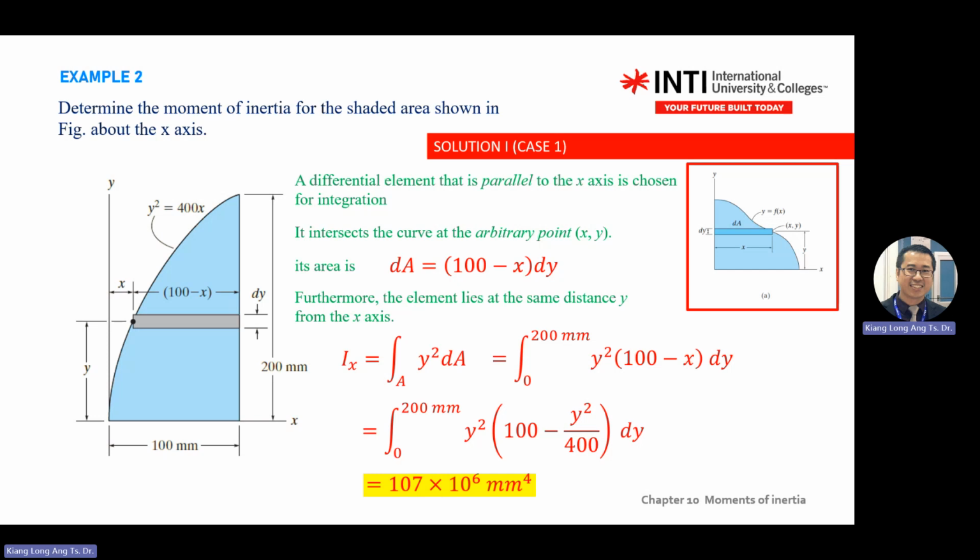For y to the power 4, you see the integration sign. Y squared, y is in meters. dA is height multiplied by width. So you square this one, you get meter, multiply another 2, you get 4 times meter. Yes, remember the unit.